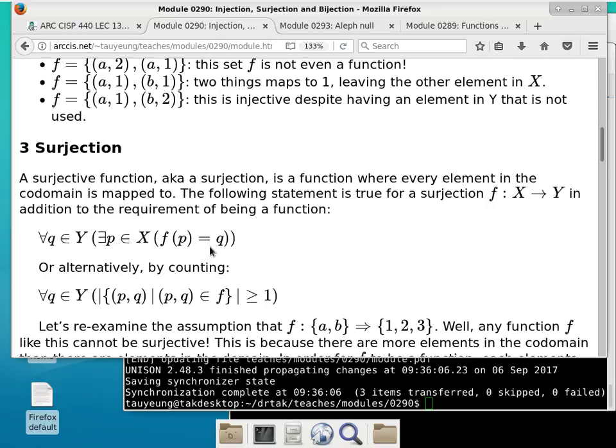Yep. So it's saying for all elements of the codomain, there exists a domain element such that the function of that domain element maps to the one from the codomain. Which is basically saying in English the same thing as everything in the codomain is mapped to. But it is in a more concise and more precise way because it's mathematical.